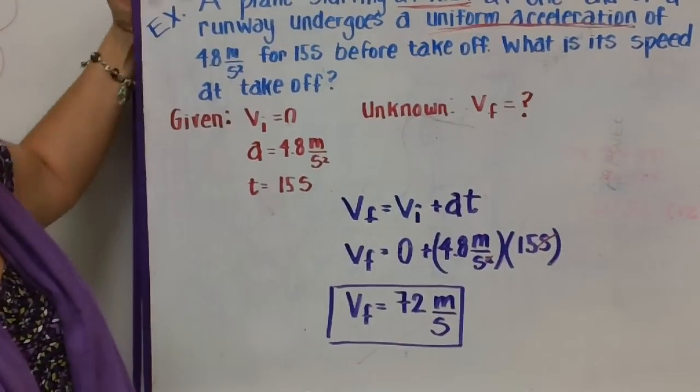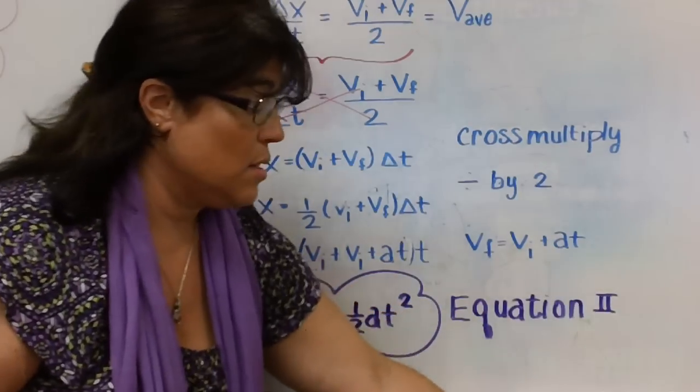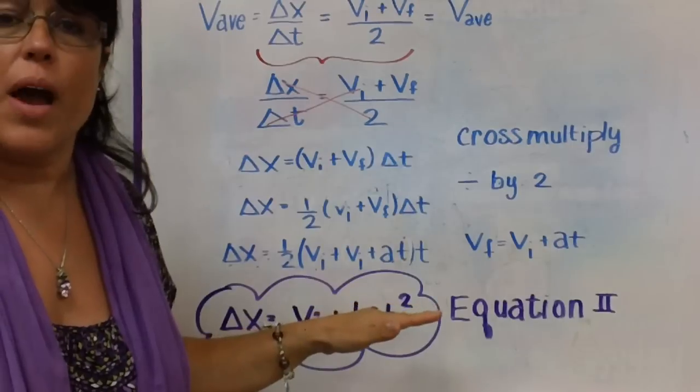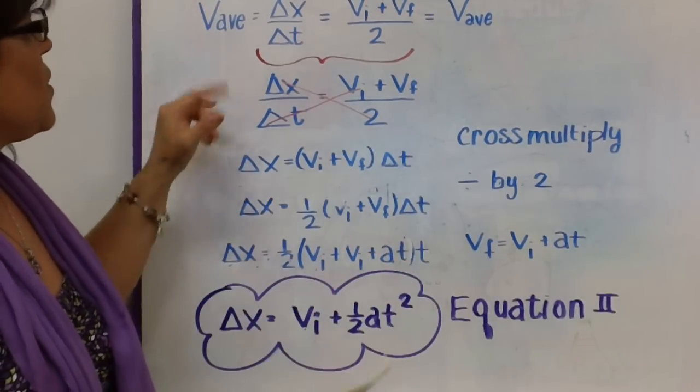Okay, so we have more than one equation that we're going to be using for motion with constant acceleration. The other one we're going to do, and once again I'm going to show you how I'm going to derive it, but what's really important is the equation itself. Okay, so we're going to start with this equation.